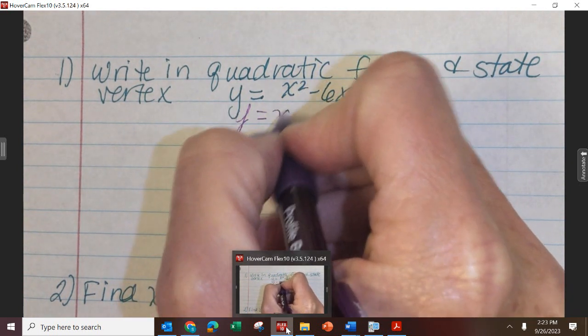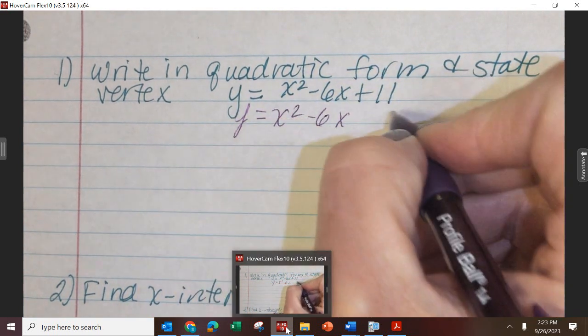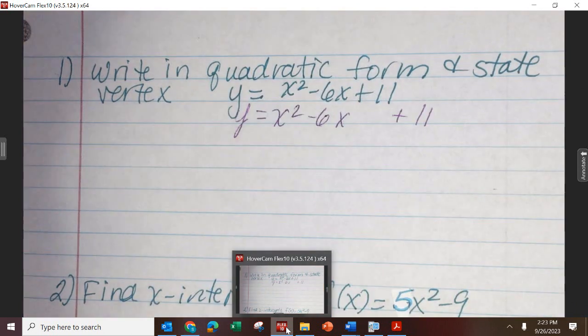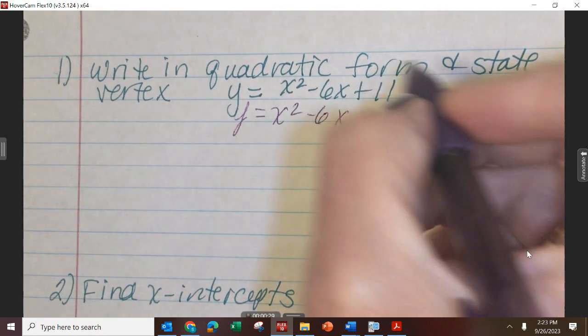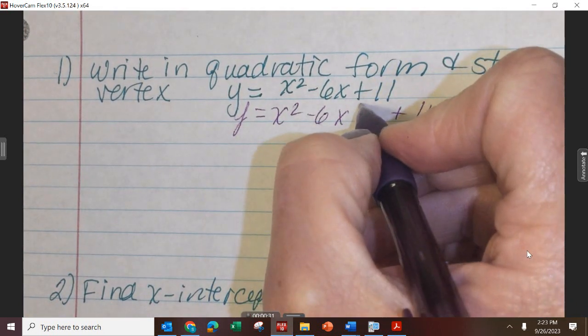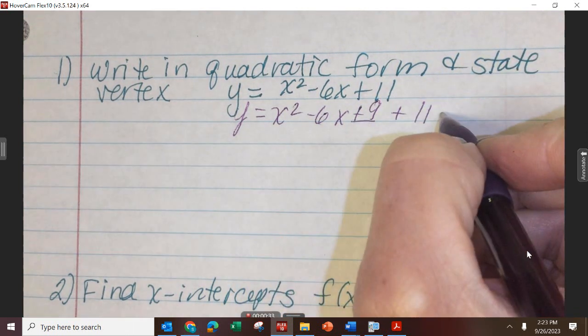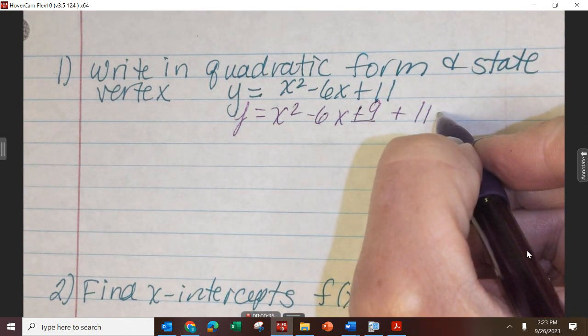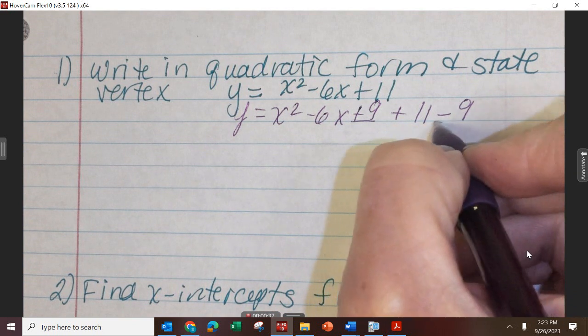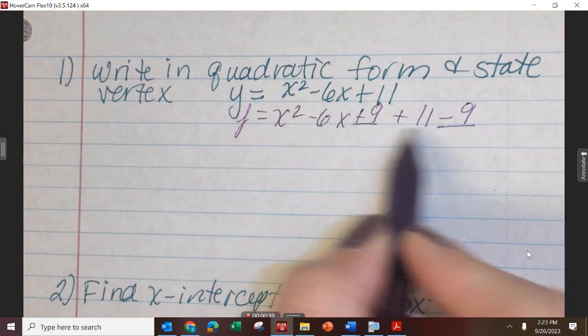So I'm going to just move this 11 over a little bit. And when I do that, then I'm going to take half of this and square it. So I'm going to add 9 here. But what do I have to put here? Minus 9, because I have to keep it equivalent to what I started with, and this would.